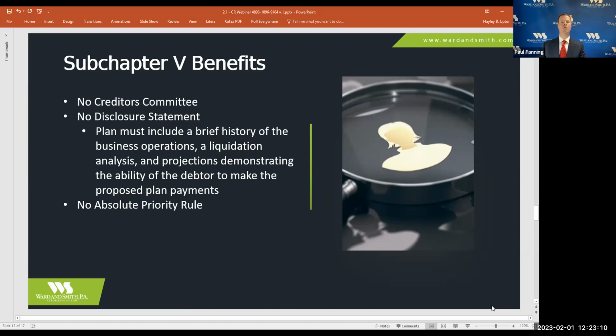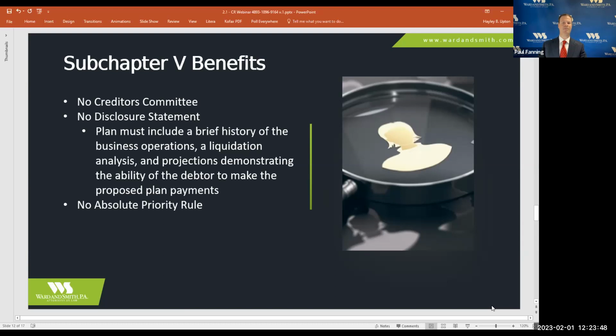Now, remember all of the financial reporting that we were talking about earlier that is required of the debtor. That takes the place of the disclosure statement. In addition, in a Sub 5 case, the plan that the debtor files must include a brief history of operations, a liquidation analysis, and projections which would demonstrate the ability of the debtor to make the proposed plan payments. And that's the real meat of a disclosure statement anyway.